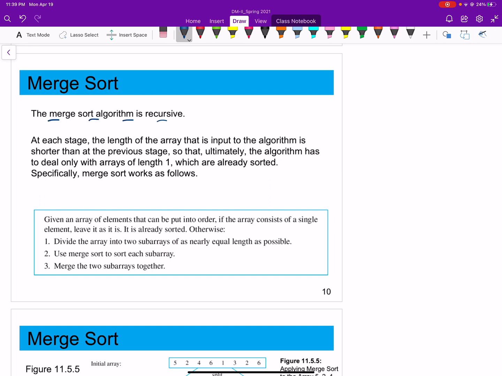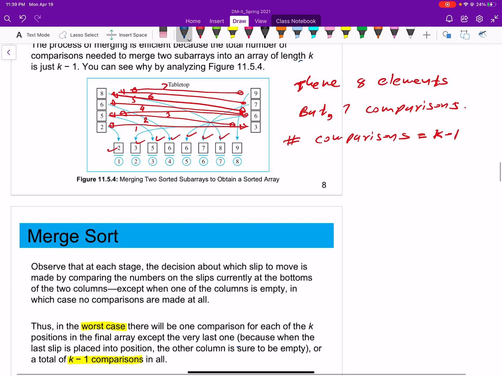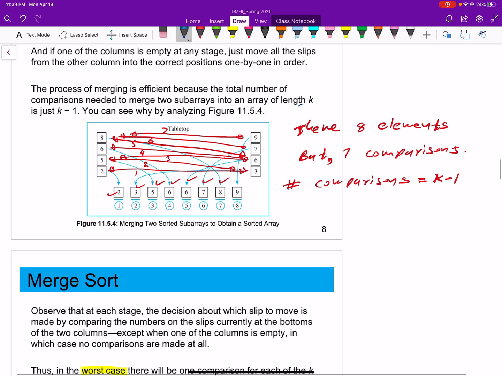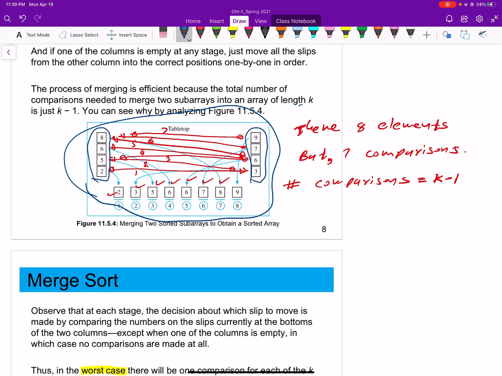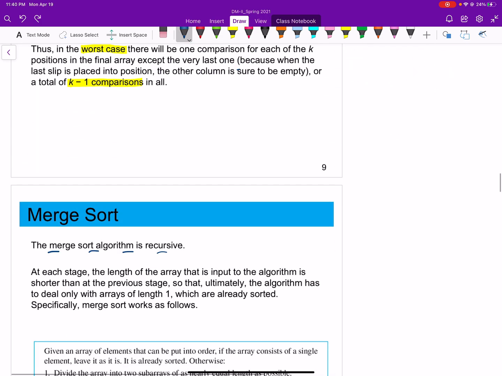The merge sort algorithm is recursive. That means, you can see that this is an intermediate step. In this intermediate step, these arrays are already sorted. But in the previous step, you have to merge. You have to sort these arrays. So you have to sort these arrays in the previous step. But in the current step, you can assume they are sorted, but you have to sort only this. That's why it is recursive. That means one step depends on the other step.